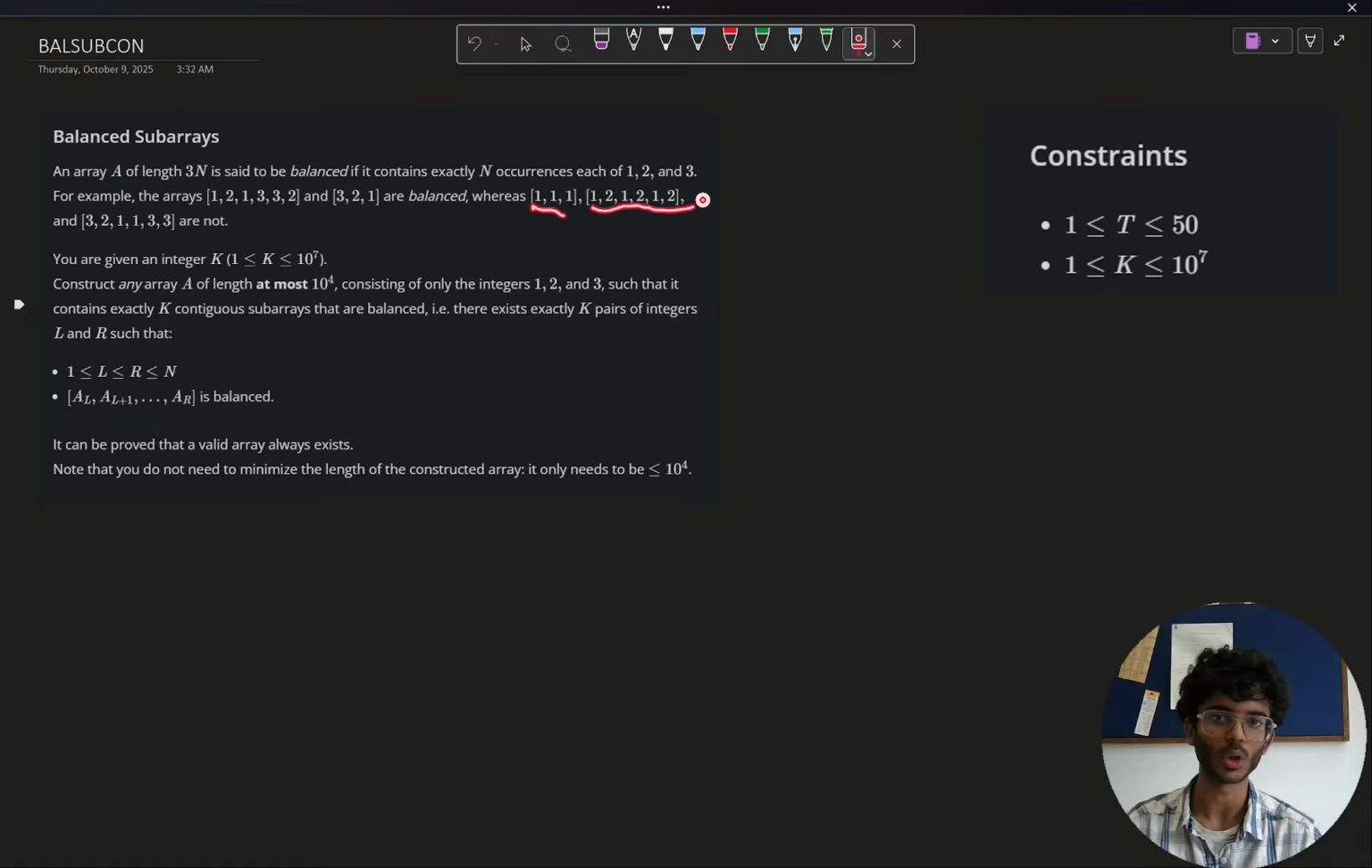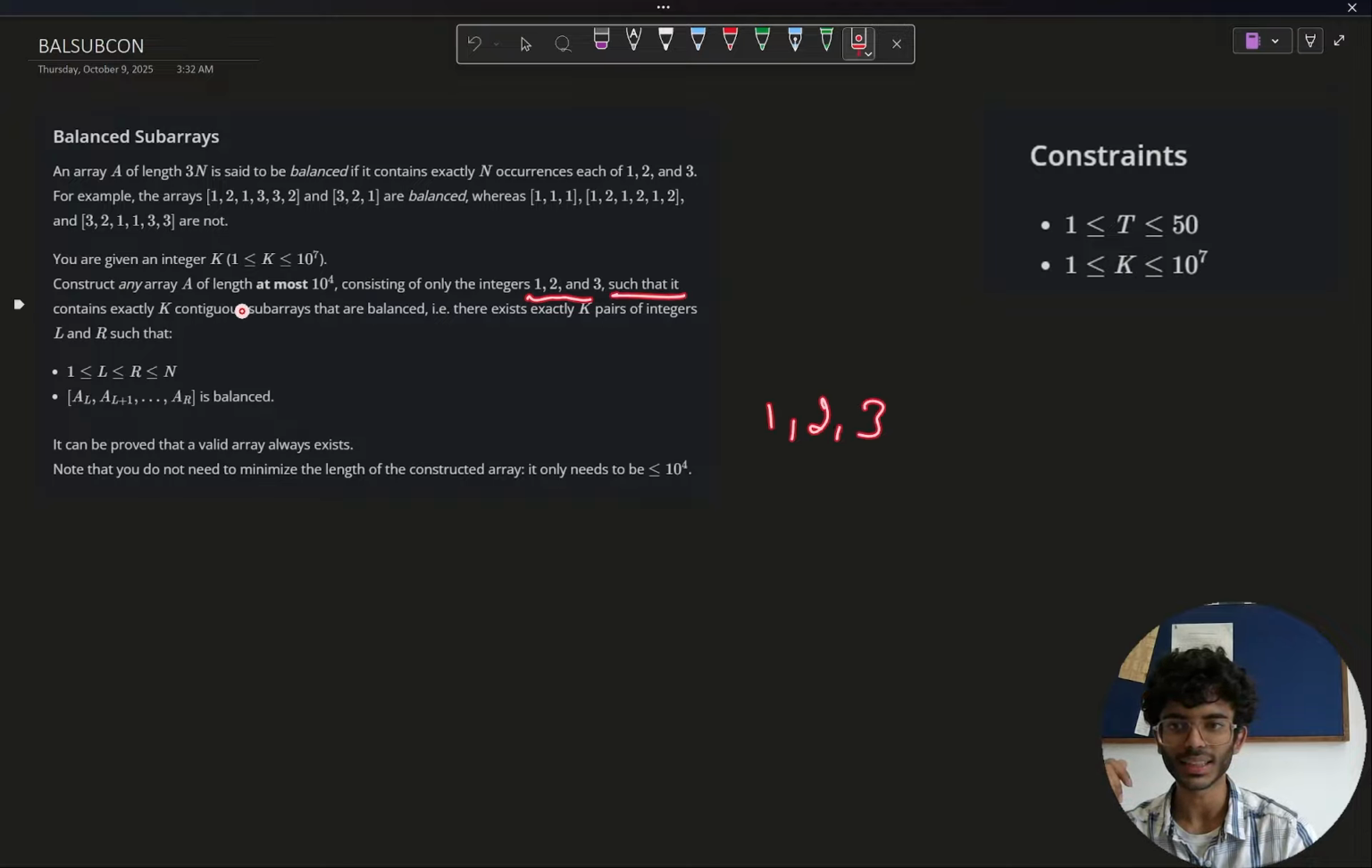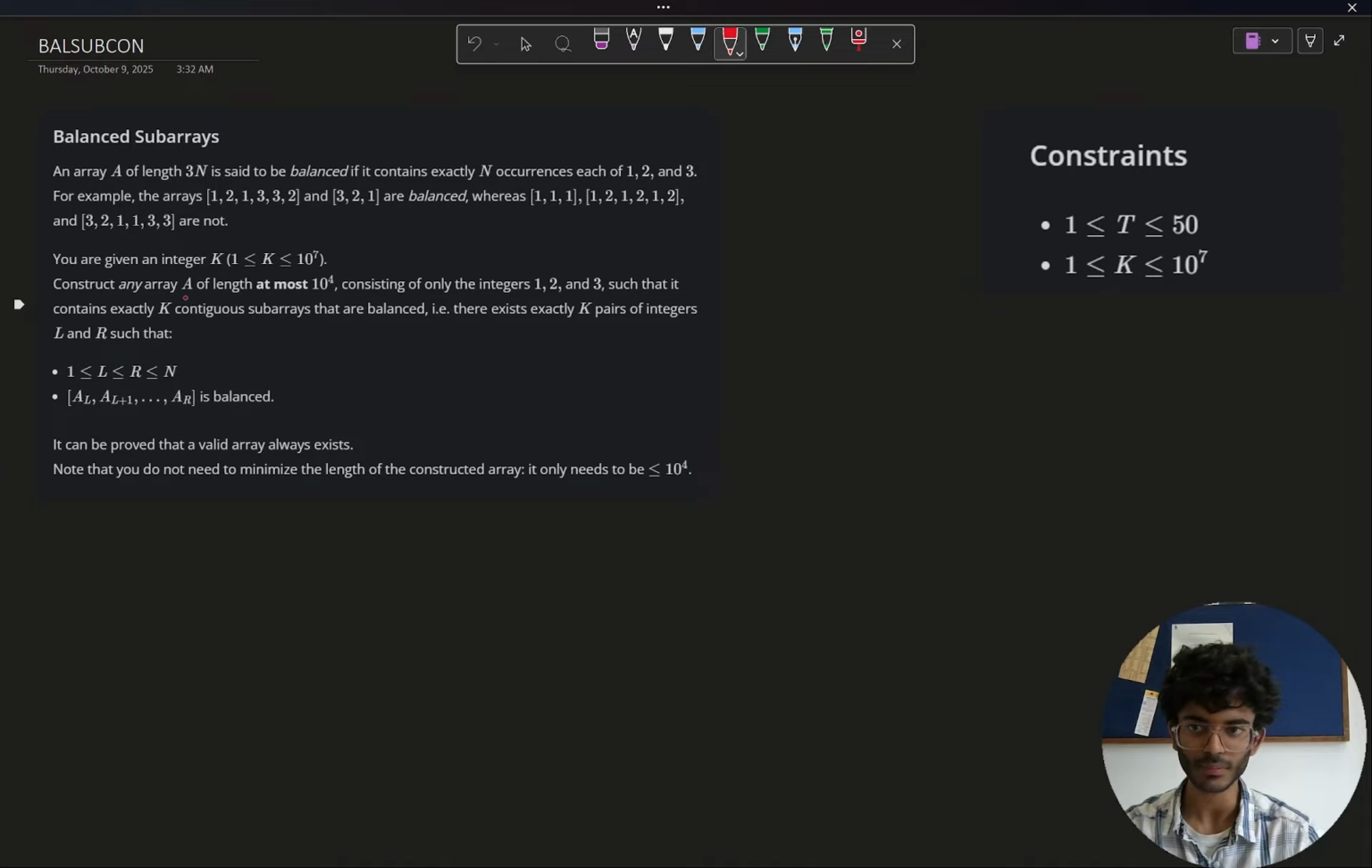Now, 1 1 1 and 1 2 1 2 1 2 are not balanced arrays because they do not contain exactly n occurrences of each of 1, 2, and 3. Now we're given an integer k and we need to construct any array A of length at most 10 to the power 4 consisting of only the integers 1, 2 and 3 such that it contains exactly k contiguous subarrays that are balanced.